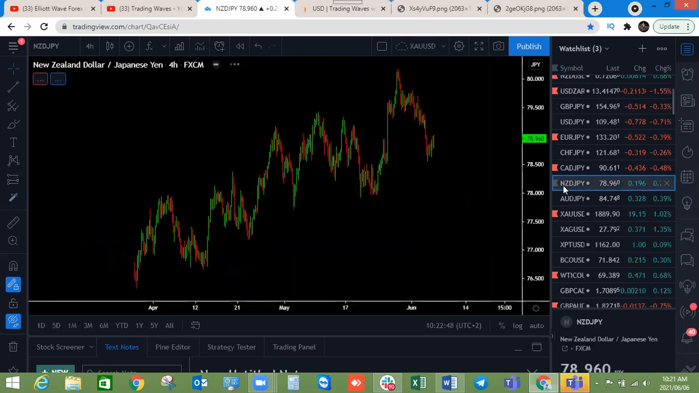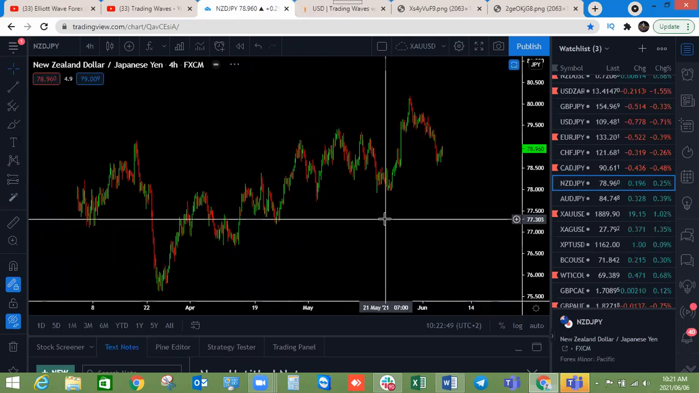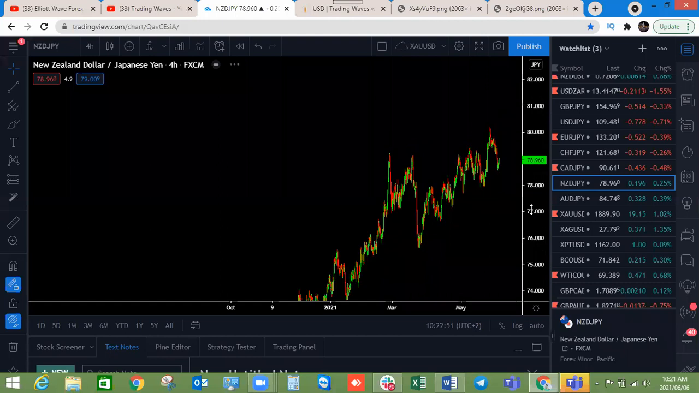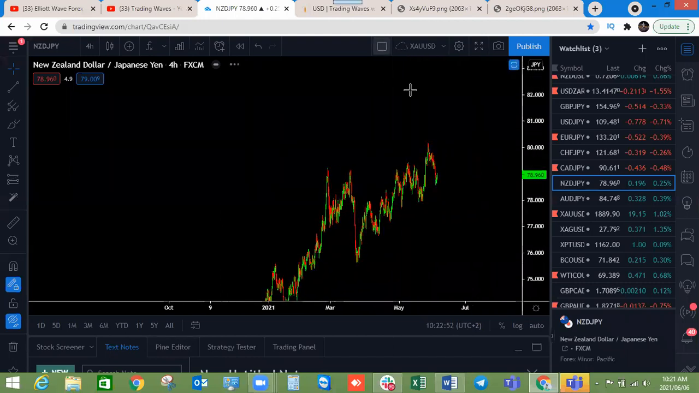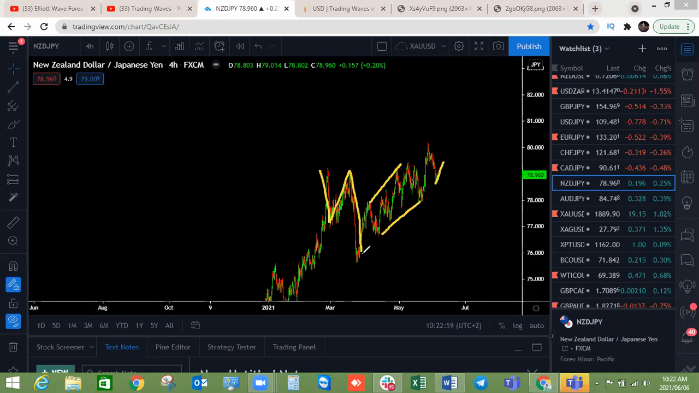You've seen how New Zealand has played out. Is this going to push to the upside? The only tricky part about New Zealand, expecting upside here, is that you can get this one doing this, but this could be the end of this. There's a possibility that this is a 3-wave structure here. This is a 3-wave structure.